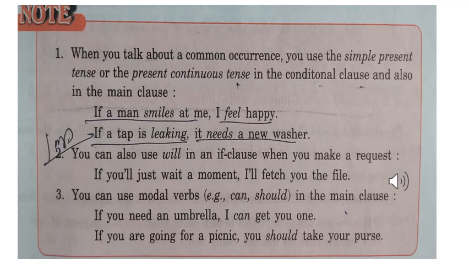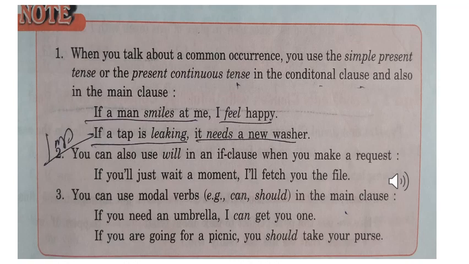In the second example, if a tap is leaking, it needs a new washer. If a tap is leaking is the if clause, and here the verb is leaking is given, which belongs to present continuous tense. The second point which you need to remember, you can also use will in an if clause when you make a request. It means when you are requesting any person for anything, you need to use will in the if clause also.